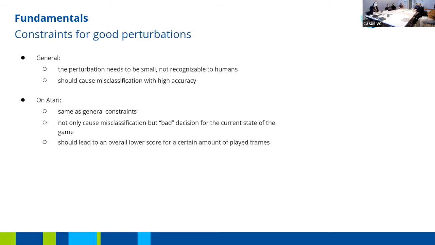So to generate good perturbations, there are some constraints. The perturbation needs to be small so that humans don't recognize it, and it should cause a misclassification with high accuracy. But for Atari, some more constraints apply. We want the perturbation to lead to a bad decision, not only a misclassification, because some adversarial attacks can lead to an even higher score, because our network is not perfect. It sometimes misclassifies, and if we choose another action instead, the network can actually achieve higher scores after the perturbation is applied. But that's not what I wanted. I wanted my agent to fail, and that's why I decided to constrain the perturbation on this. It should lead to an overall lower score.